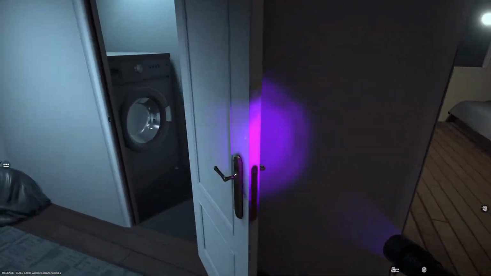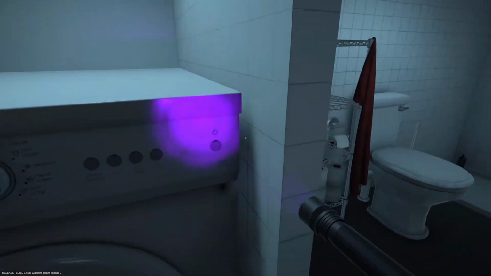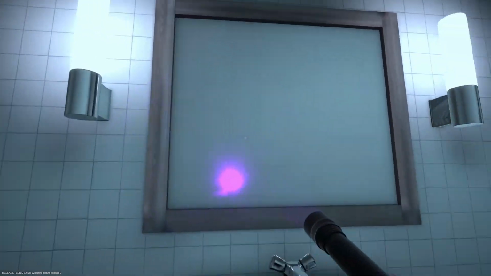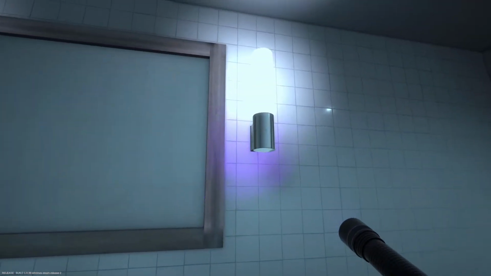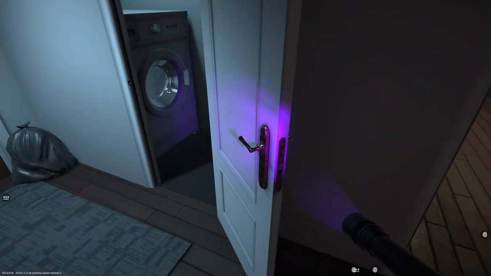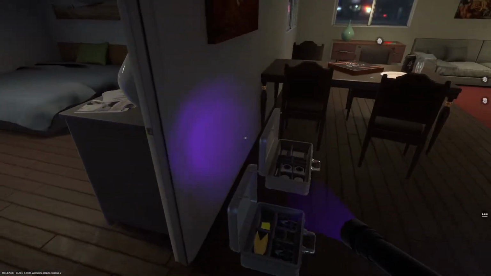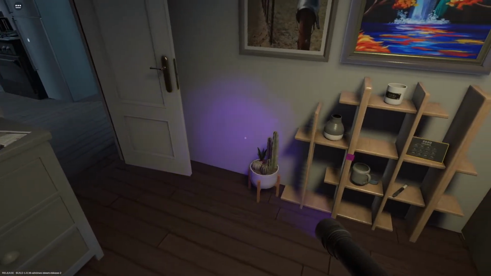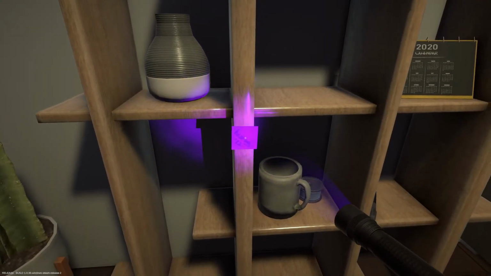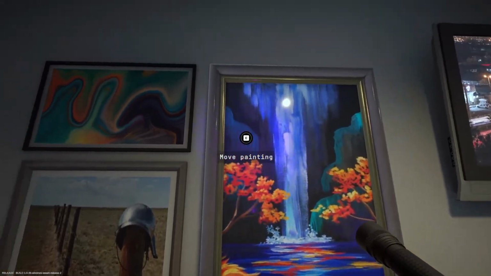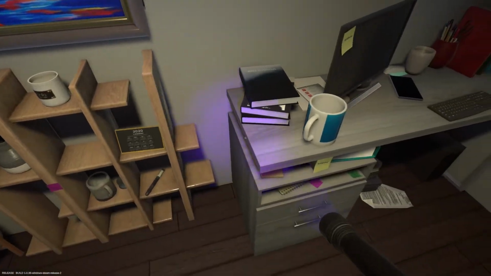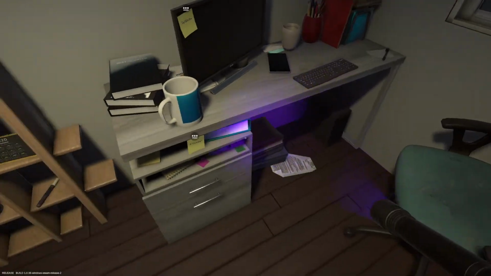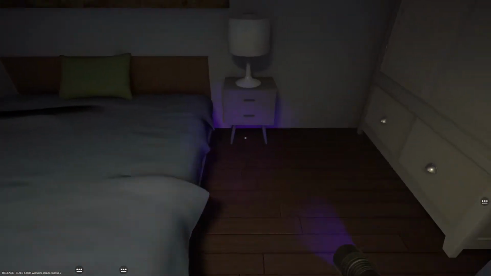Alright, let's check out the laundry room bathroom. I mean, things are clean here. I guess we can always return just in case. What is this? I don't know what that is. Move painting. Interesting. Bunch of passwords. More fingerprints.